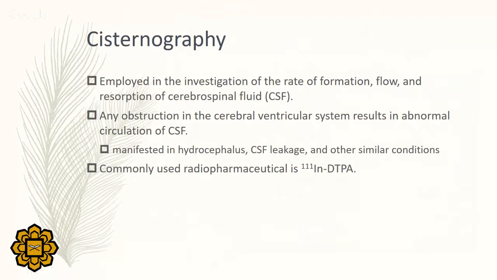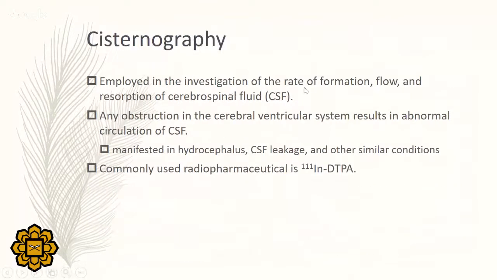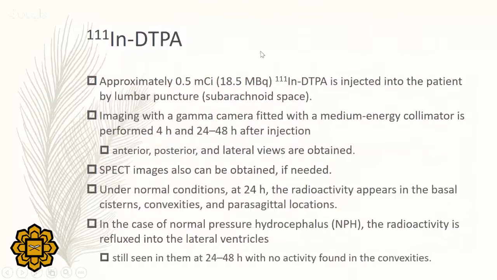So in cisternography, the commonly used radiopharmaceutical is indium-111 DTPA. So the cheaper one, indium DTPA, is commonly used. Okay, how is it used? So approximately 0.5 millicurie, or about 18.5 megabecquerel, of DTPA is injected into the patient. So it is not IV. What happened here? Because we are looking at the spinal fluid, meaning that we're going to do administration at the lumbar puncture, or we call it the subarachnoid space.